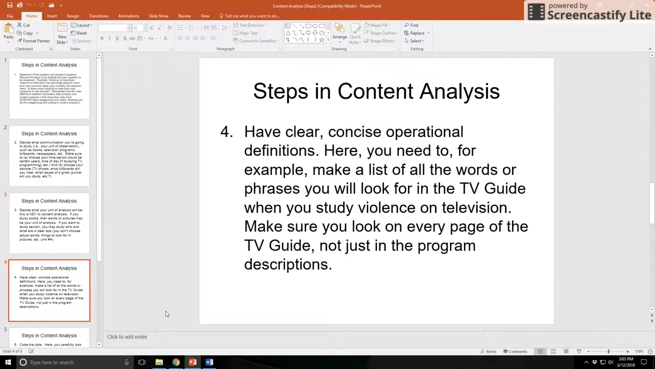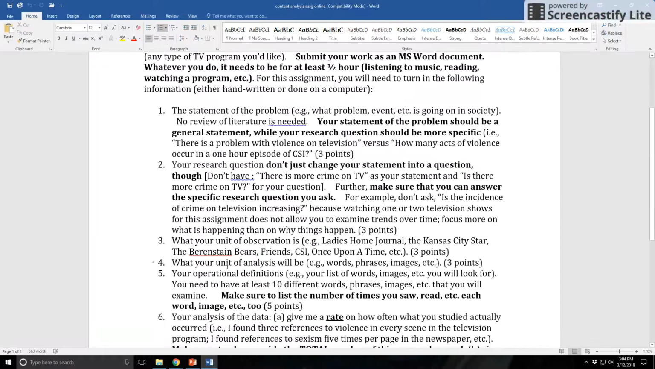But number 4, what am I going to look for? That's why I'm asking you to tell me you're going to look for words, or you're going to look for images. And then number 5, you tell me what those words or images are. So again, if I'm studying crime on TV, number 3 for me might be an hour-long episode of CSI Miami, or a half-hour episode of this or that program. Number 4, words and phrases. Number 5, I'd list the words and phrases. So you're doing numbers 1 through 5 before you watch or listen to that thing you're watching or listening to.